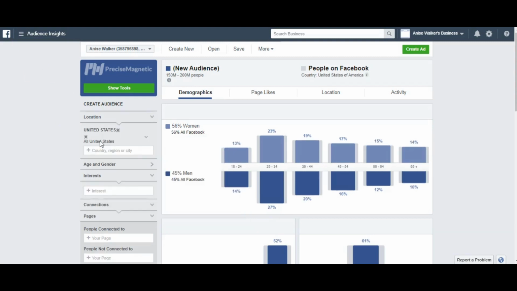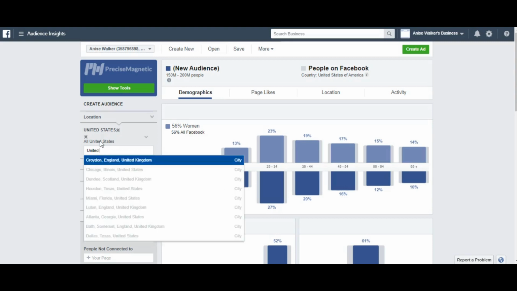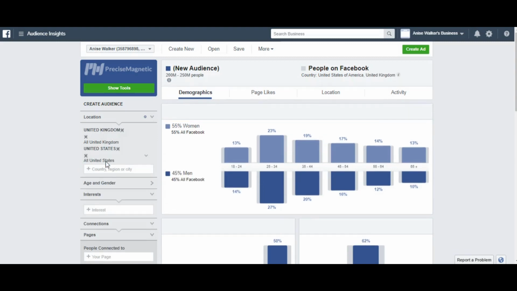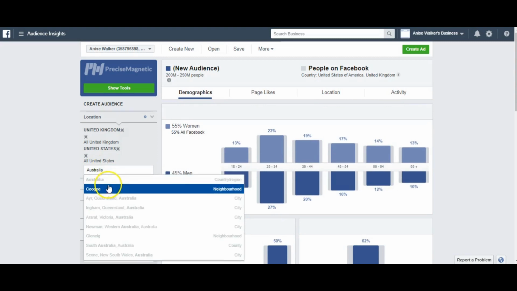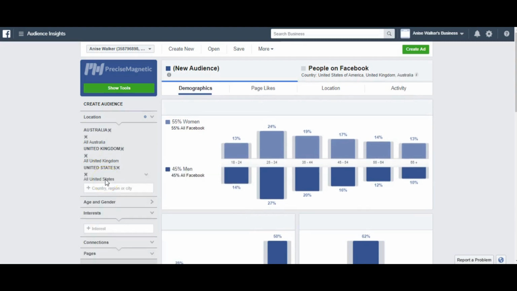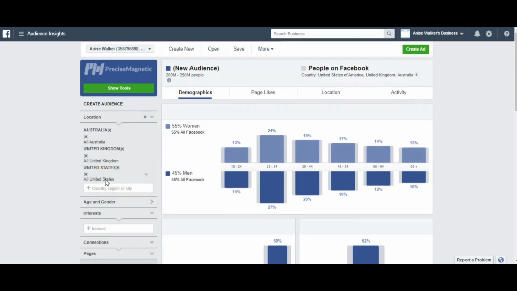So we select the United States first. So we can select then the United Kingdom, Australia next, and then last but not least, New Zealand.